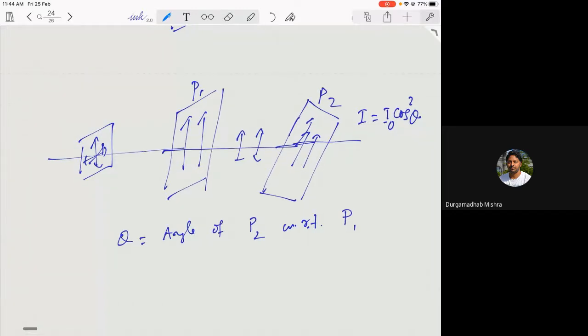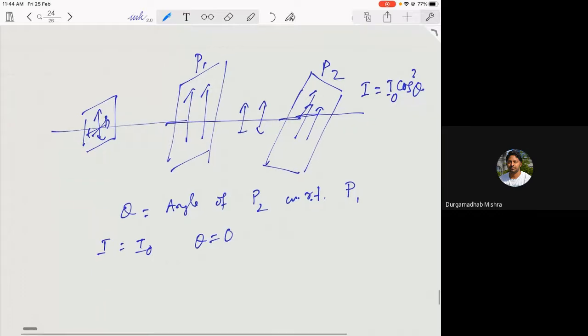So you will have maximum intensity when I equals I0, when theta is equal to 0. That means they are parallel. Now, if you change the orientation of P2, you will observe a decrease in intensity. And then when theta is equal to pi by 2, your intensity will be 0, and so on. So this is one way of producing linearly polarized light.